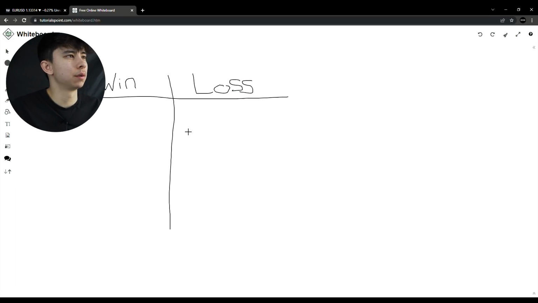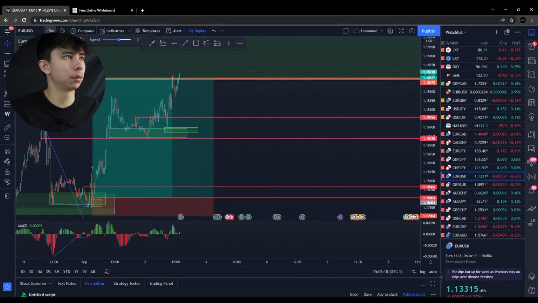So 6.7 risk to reward is our win. So we're gonna risk $1,000 per stop loss. So our win would be 6.7K. So that's our win for this trade. Cool. Now we're gonna keep moving on.